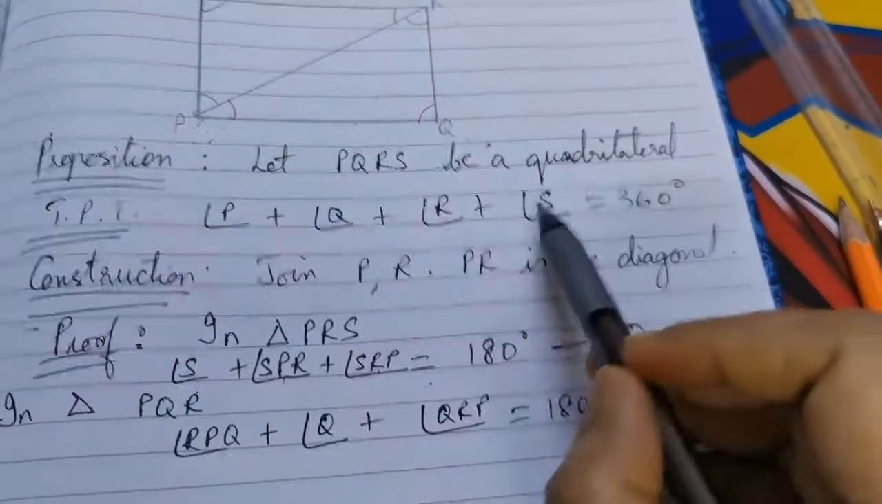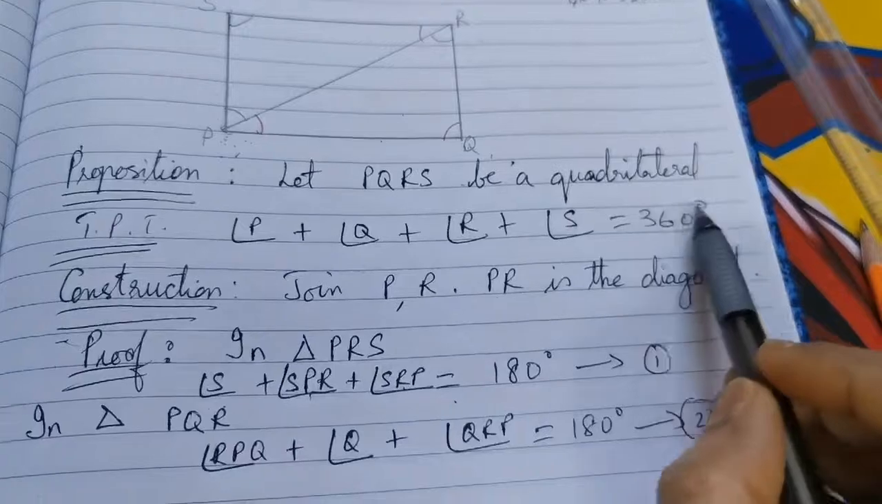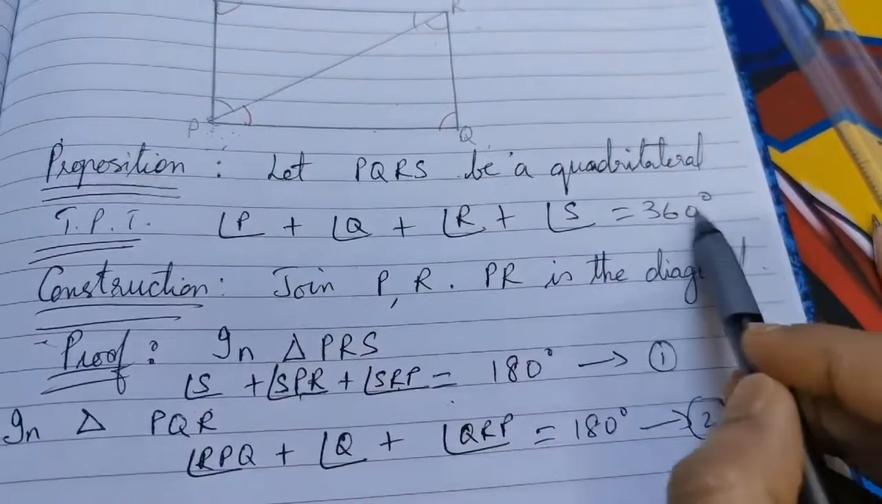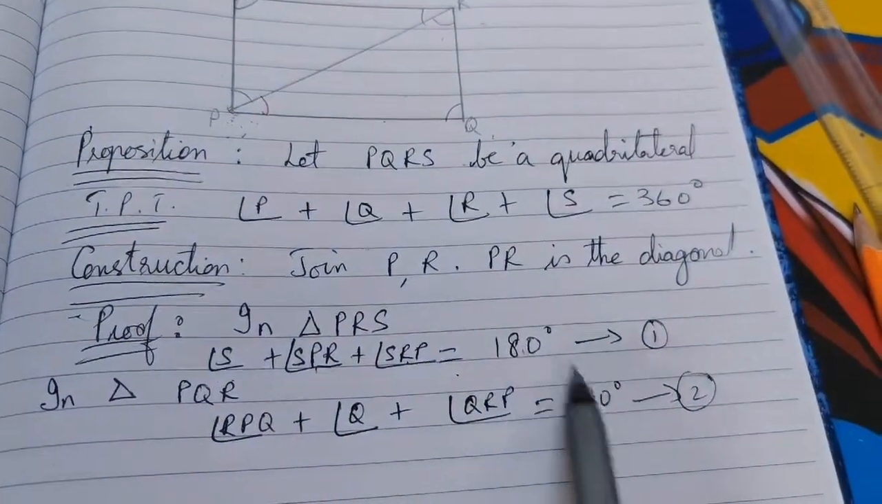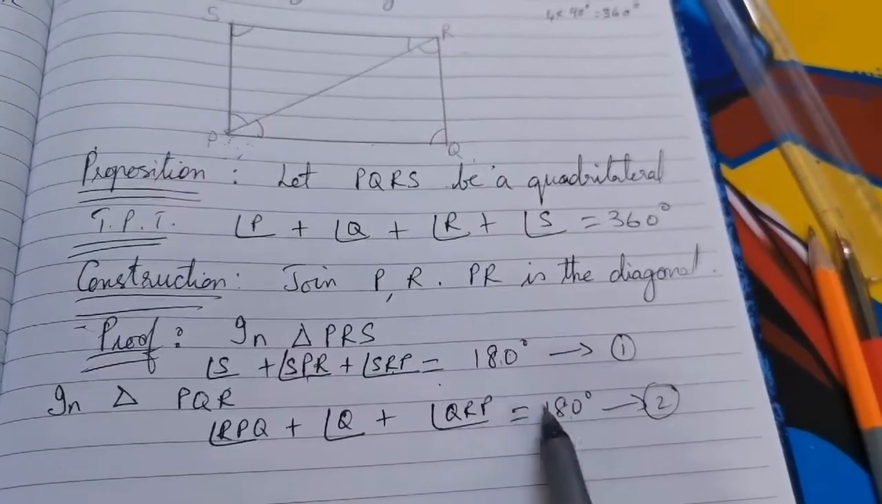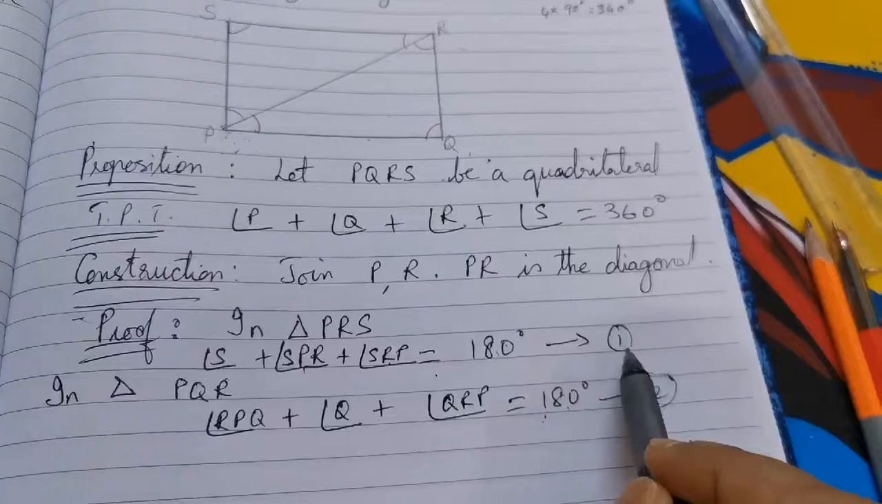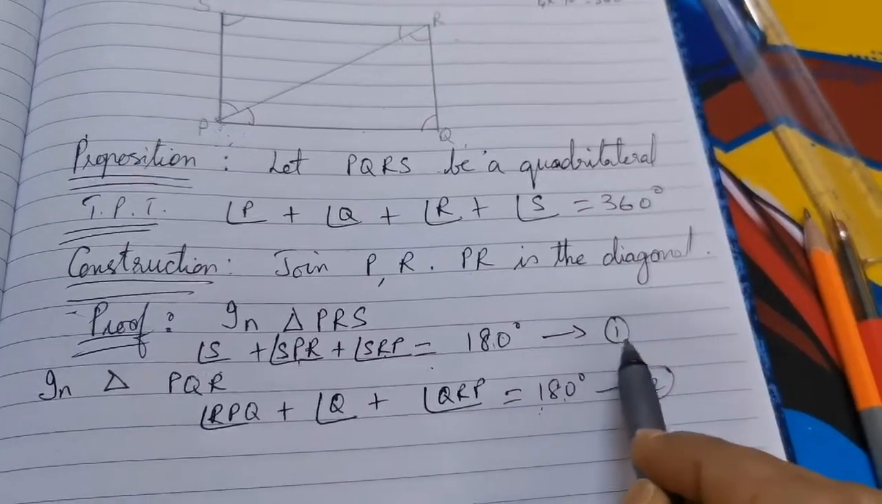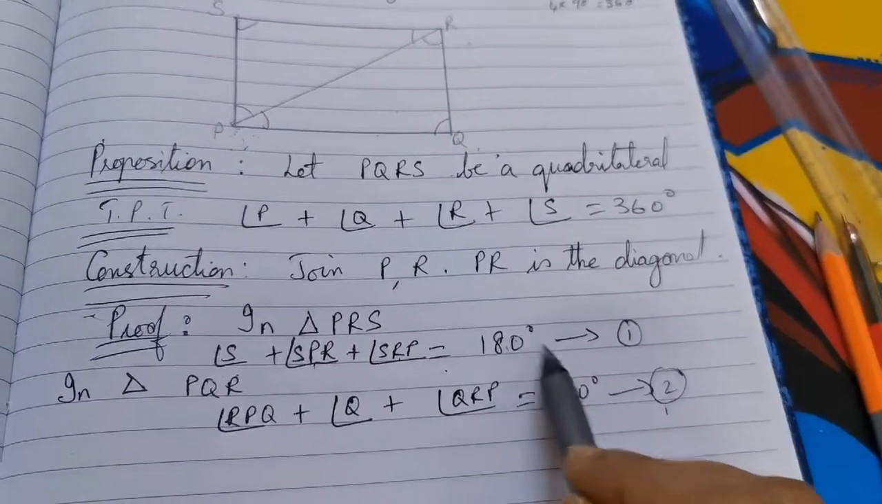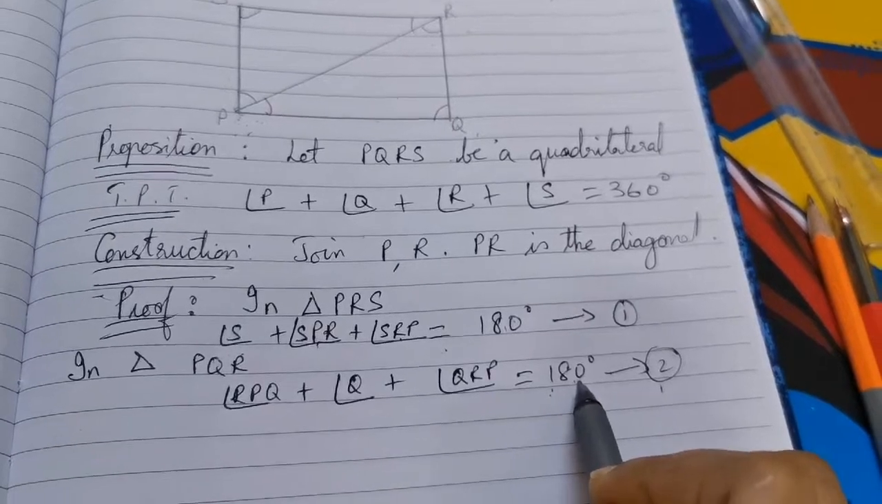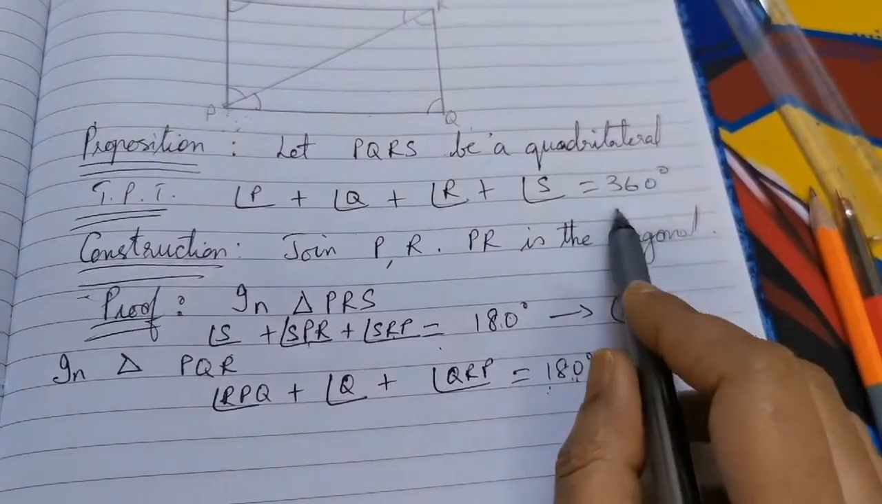Now I need my answer in my proof. I need my right hand side to be 360 degree. Now I have 180 and 180 in each of these equations. So to get 360 degree, I will have to add these two equations. So when I add 1 and 2, 180 plus 180 will become 360 degree. My right hand side will become 360 degree.